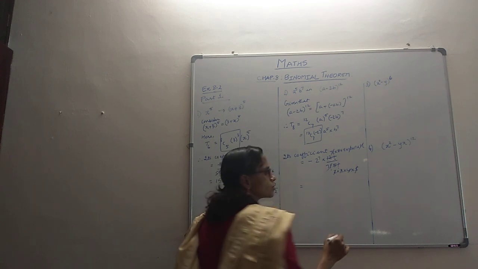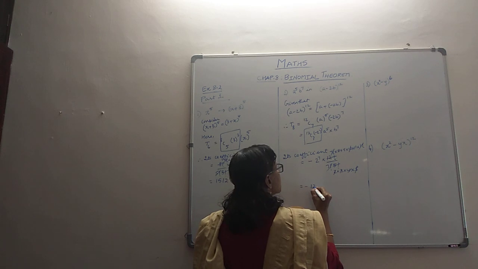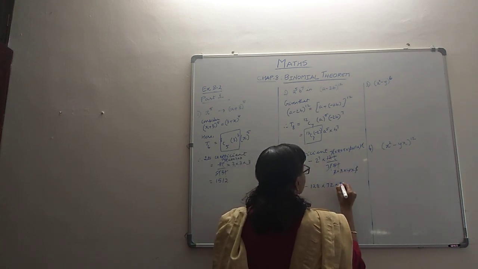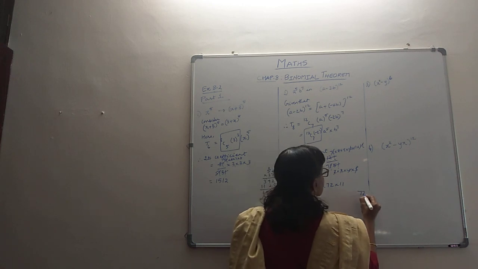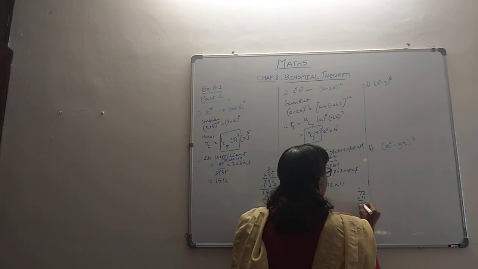Do we know what's 2 raised to 7? 2 raised to 6 is 64. So 2 raised to 7 is 128. So it's 128 into 72 into 11. So let's proceed. 72 into 11 first. 11 2s are 22, 77, 79.